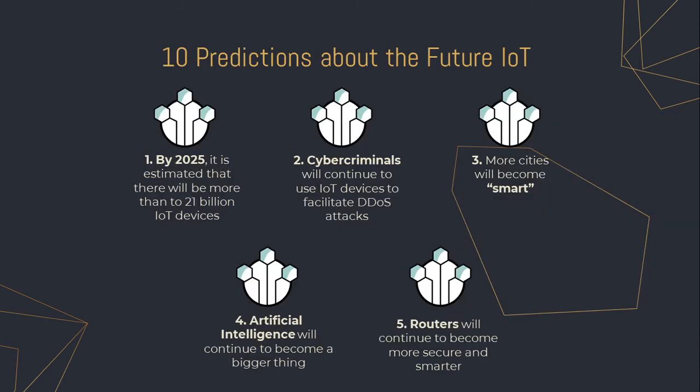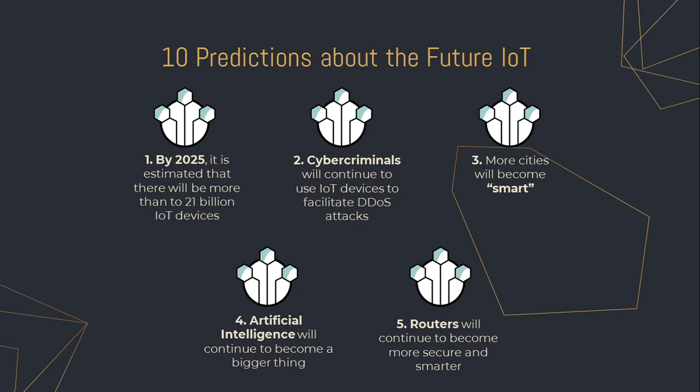So we have here 10 predictions about the future of the Internet of Things. First, by 2025, it is estimated that there will be more than 21 billion Internet of Things devices. A quick look back shows where Internet of Things devices are going. Consider that in 2016, there were more than 4 billion things connected to the Internet. According to IoT Analytics, fast forward to 2021, the market will increase to nearly 11.6 billion IoT devices.